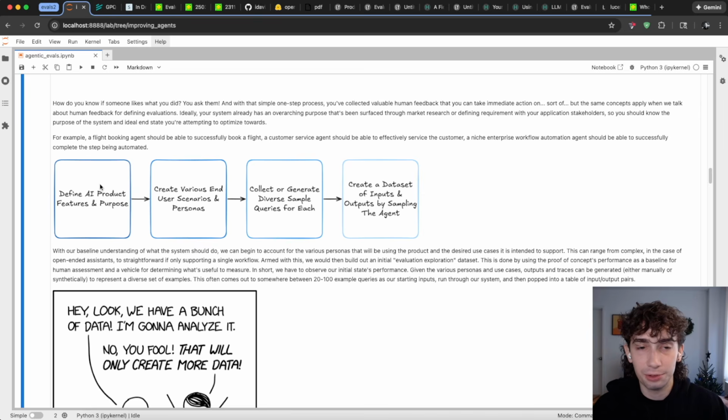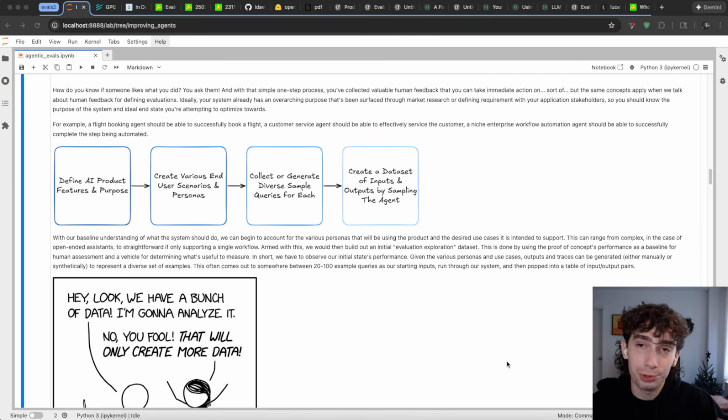Once we have our features and purpose, which are of course defined through our initial requirements gathering and building all of the wonderful pre-work that comes with creating software, what we're going to do is consider all of the end user scenarios and personas that we want to support. This may be something like, in the case of a customer service agent, someone wanting to do a return, someone who wants to check on the status of their order, someone who is brand new and has no clue how anything works, someone who is very familiar with the platform and is trying to find maybe something niche about product information, so on and so forth.